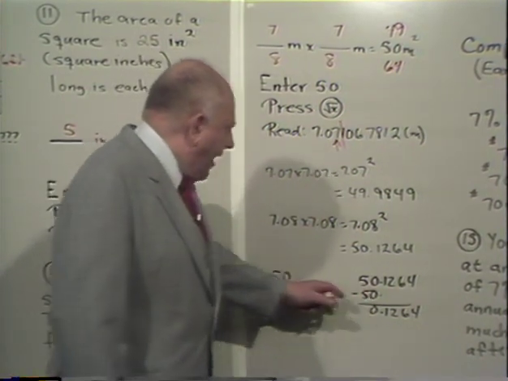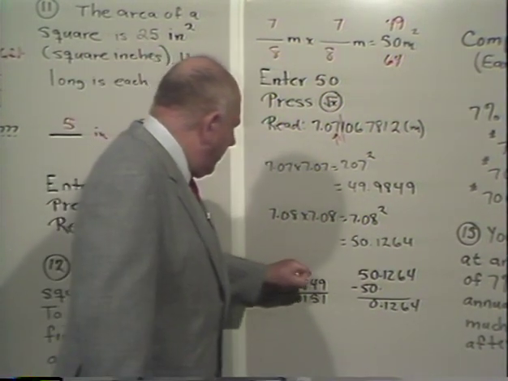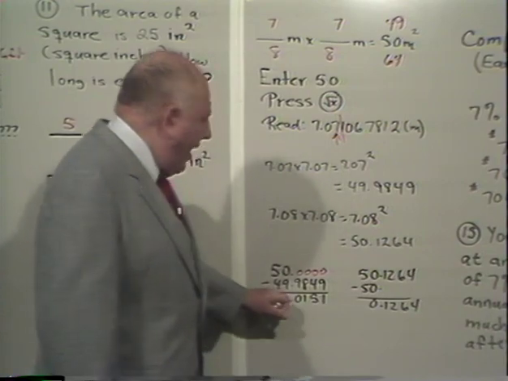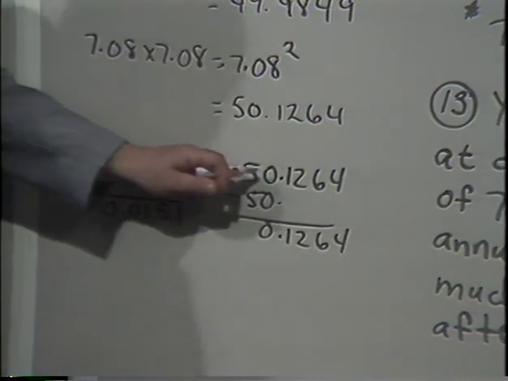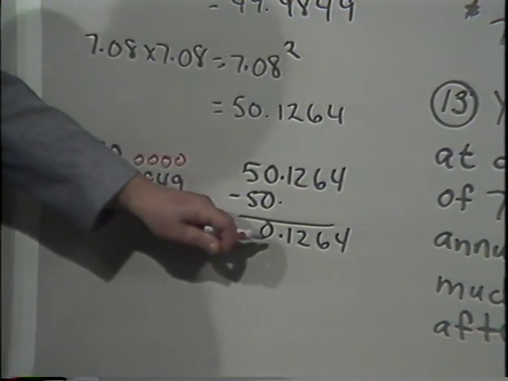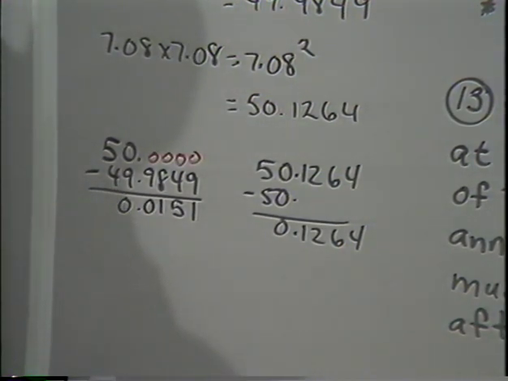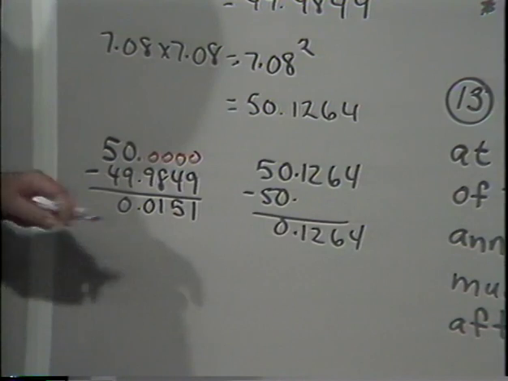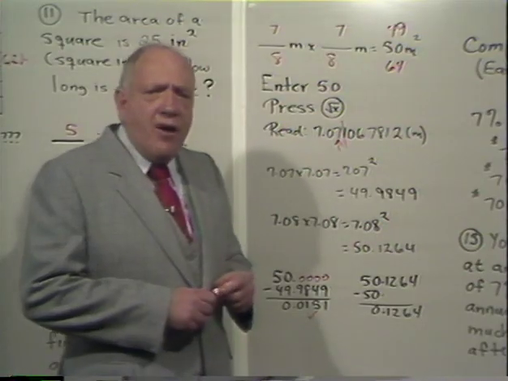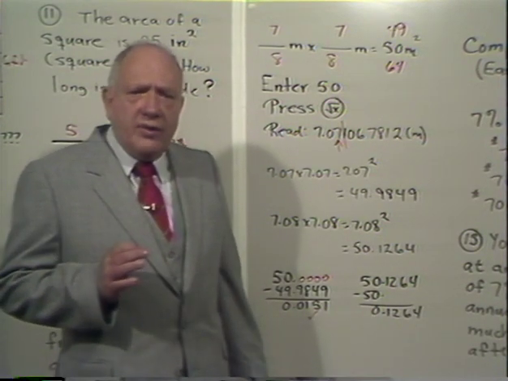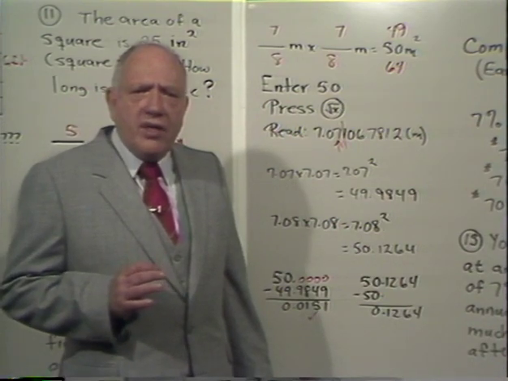And by the way, just to check the final step here, you see, if I use the 7.07, the size of my error, subtracting that from 50, is 0.0151. If I use the 50.1264, subtract 50 from that, the size of my error is 0.1264. So what that shows me is that 50 is between these two numbers, but since this is smaller than this, it means I'm closer to this one, and that verifies longhand that to the nearest hundredth, to the nearest centimeter, the length of each side of that square is 7.07 meters.